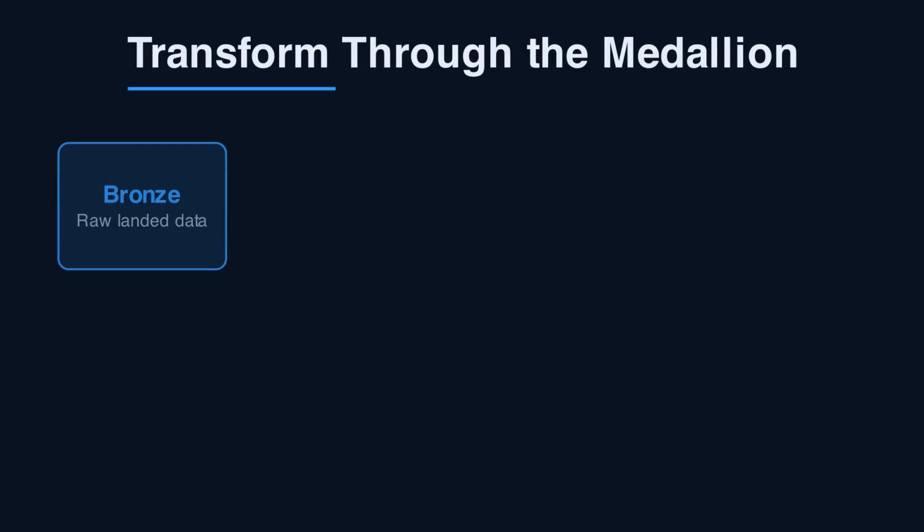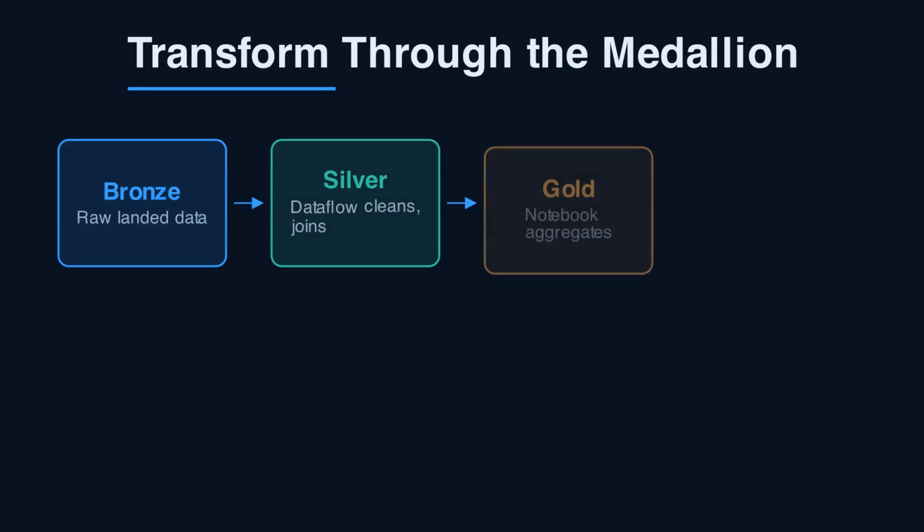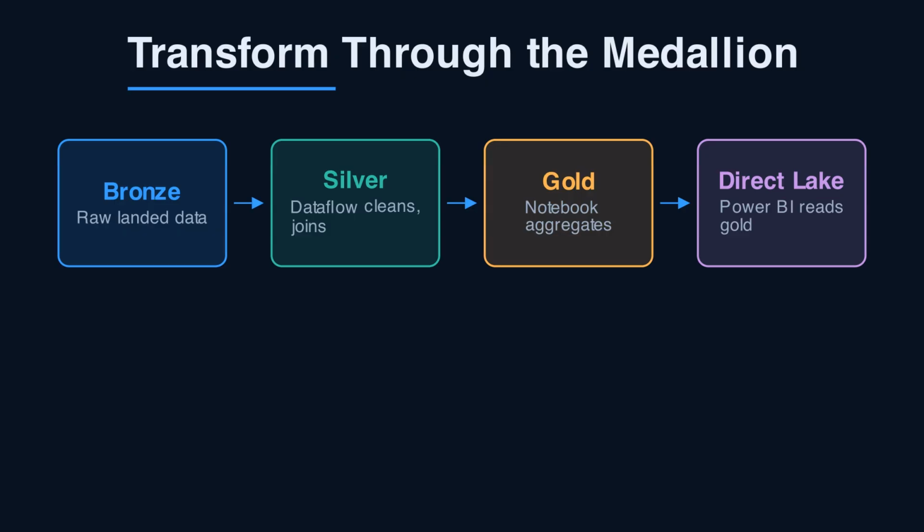Once raw data lands, the pipeline invokes a Dataflow Gen 2 to build the silver layer. Deduplicate, enforce data types, standardize keys, and join the on-prem and API records into conformed tables. A second transformation step, often a notebook for heavier logic, aggregates silver into gold business tables ready for reporting. The pipeline orchestrates this ordering with dependency arrows, so gold never runs before silver succeeds.